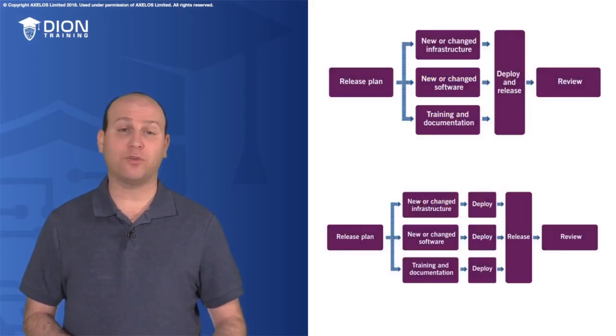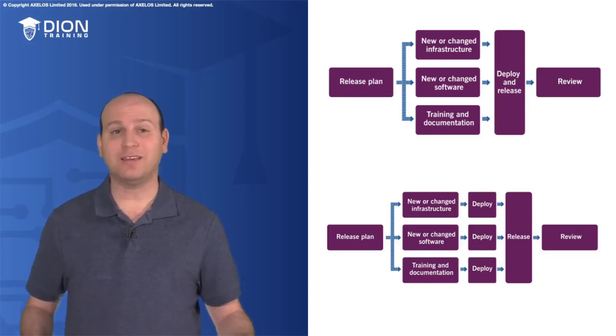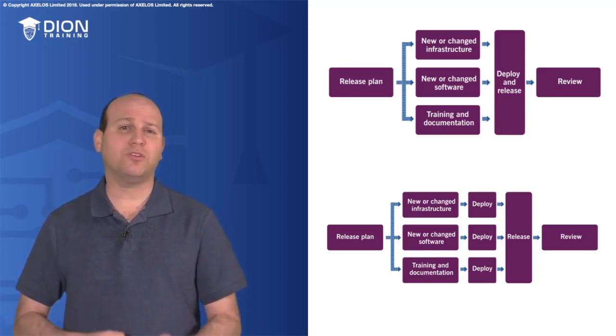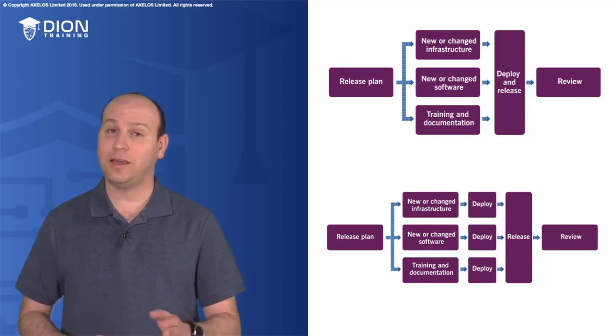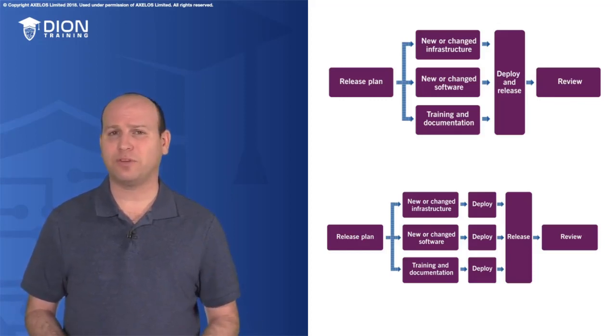Generally, this will involve having a release plan. We'll have the new or changed infrastructure, new or changed software, and new or changed documentation and training given to us, and then we'll be able to put it into the deployment and release process. And this is where we're going to review it and eventually release it so that it can be deployed into the environment. That's the whole purpose of release management.